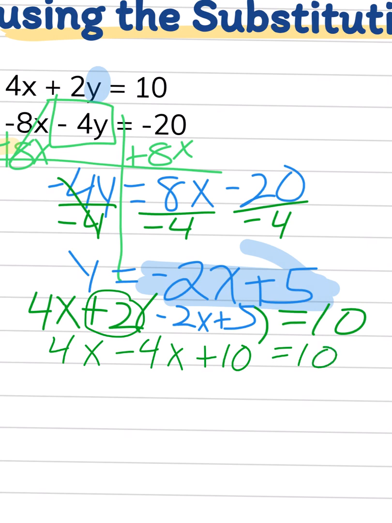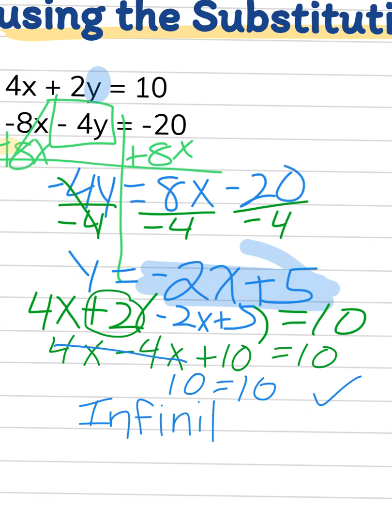All right, what is 4x minus 4x? 4 apples, and I threw 4 apples out the window. How many apples do I have? None. So now we have 10 is equal to 10. Is that a true statement? Yes. If it is true, we say infinitely many. If I would have gotten a false statement, then it would be no solution. Good job. So we like these problems when things cancel out because that's way less work.